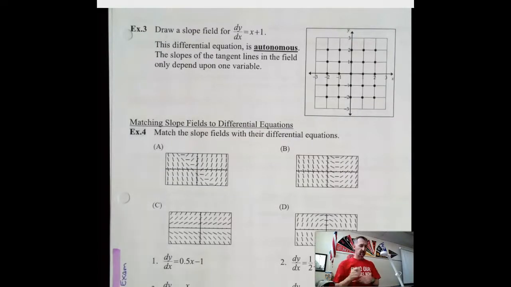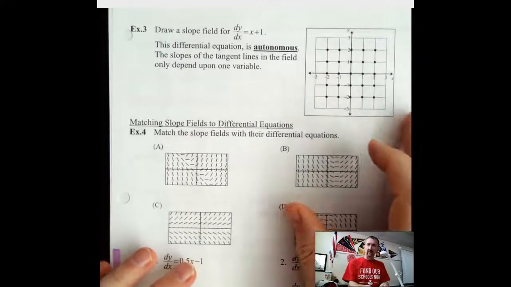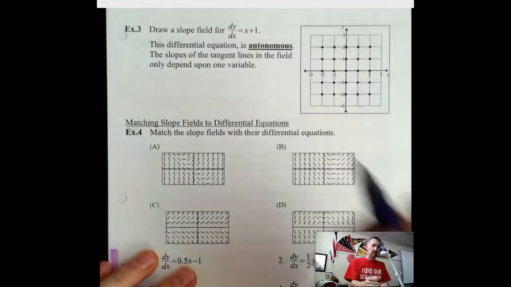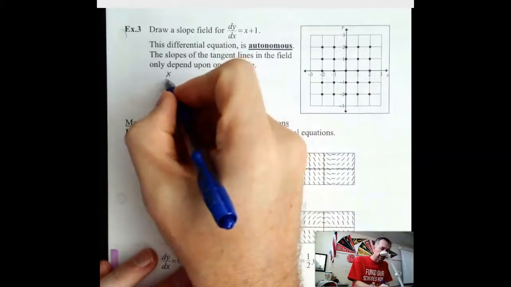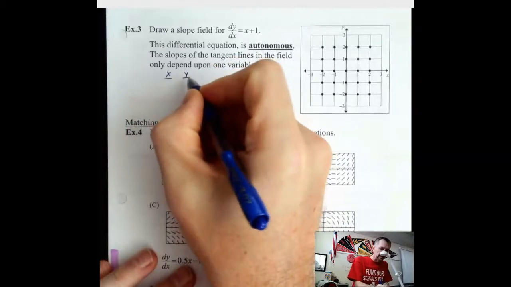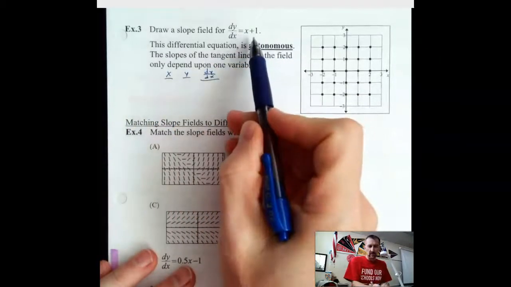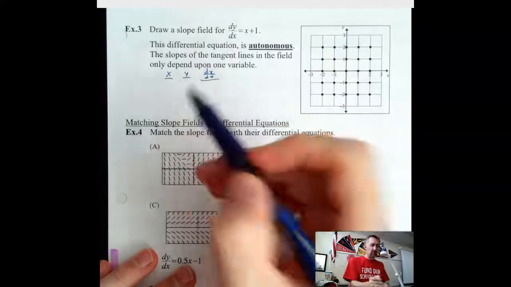So we're going to do a slope field again. The difference here is that it's autonomous, and that means only one variable is affecting our outcome. If we start to do that same chart that we had last time, x and y, and then dy/dx, you should notice right away there's no y in there. So changing y is not going to matter.